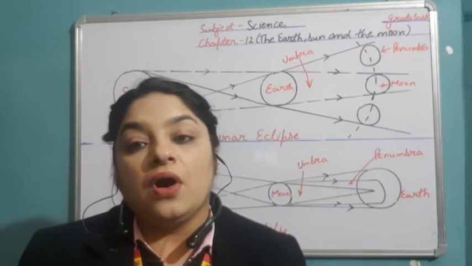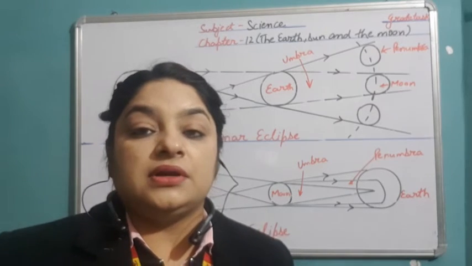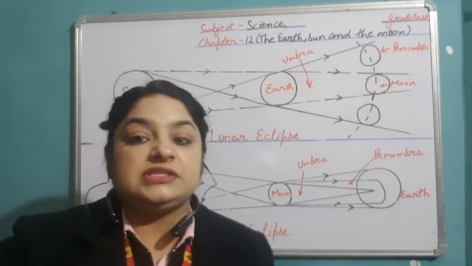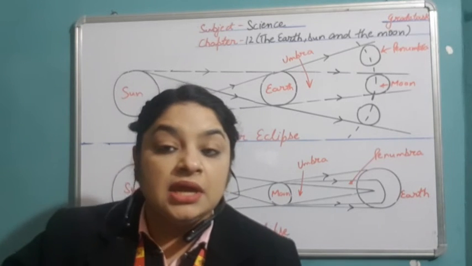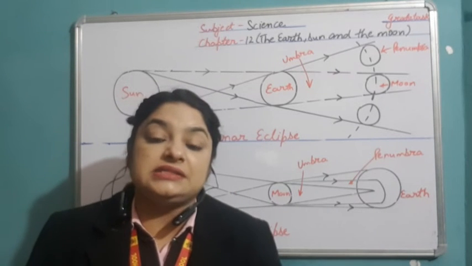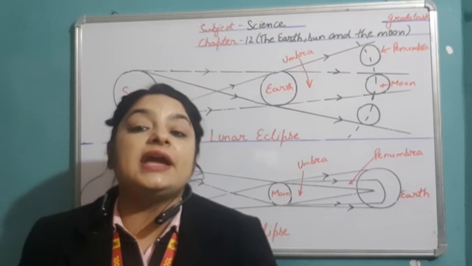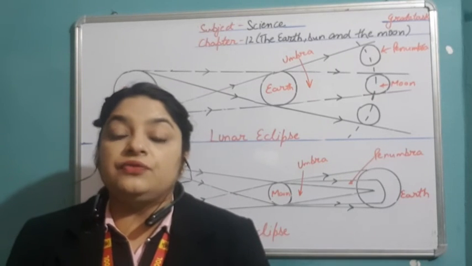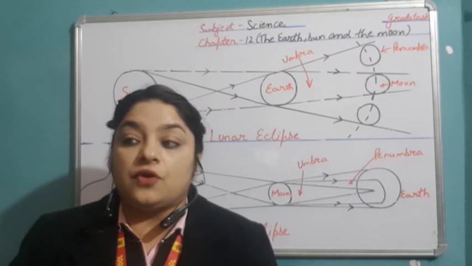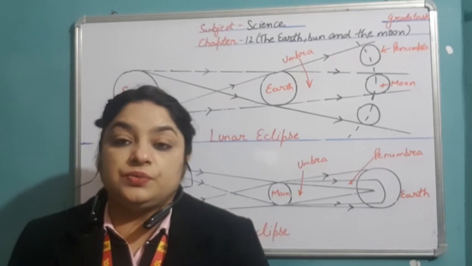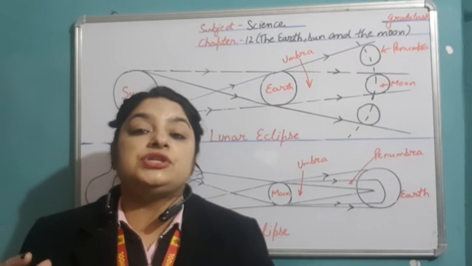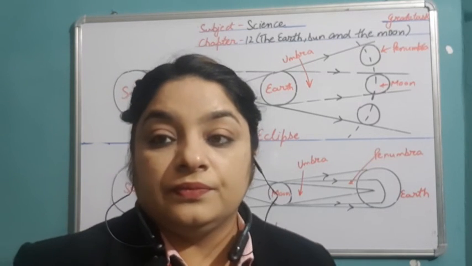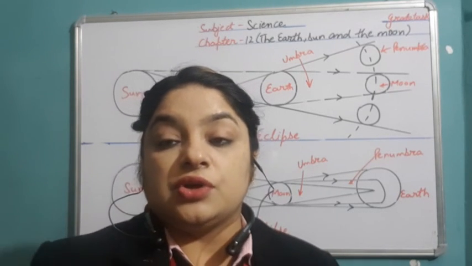For example, Sputnik 1 was the first artificial satellite which was sent into space. These satellites are sent to gather information, for weather forecasting, for news broadcasting, and to take pictures in space. For these purposes, these are being sent. Okay everyone, this was all about this chapter.